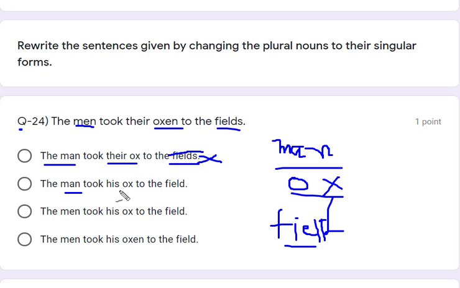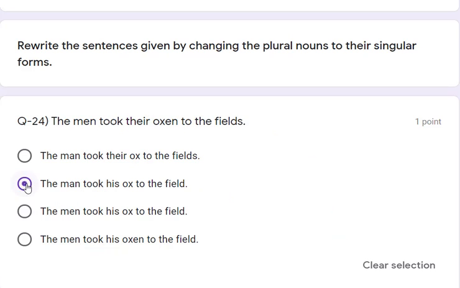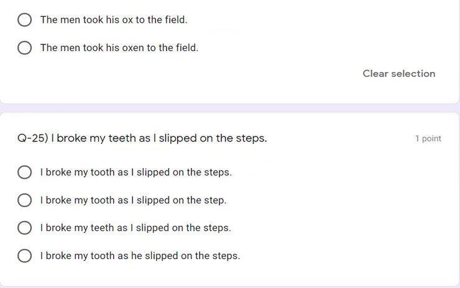The man took his. We need to change there also, right? Their will become his, since we are going for singular. So we need to write either his ox or field. So this is the correct one. The other option, where man is in plural, is wrong. This is also wrong. So option 2 is the correct one.